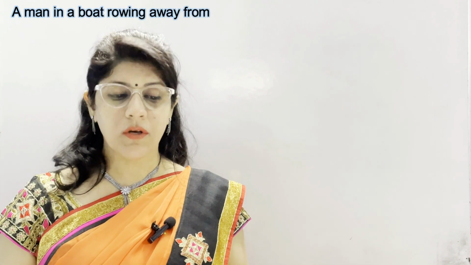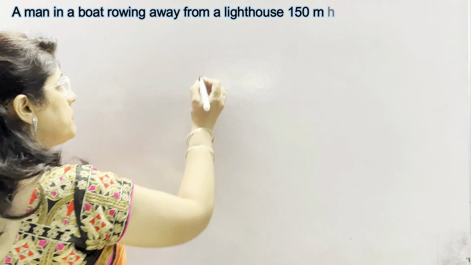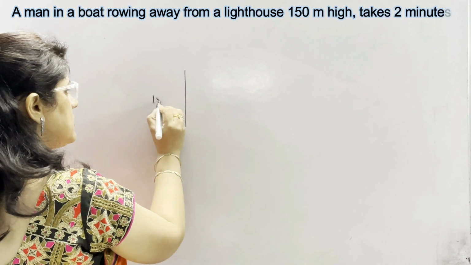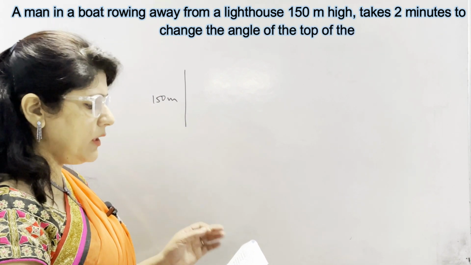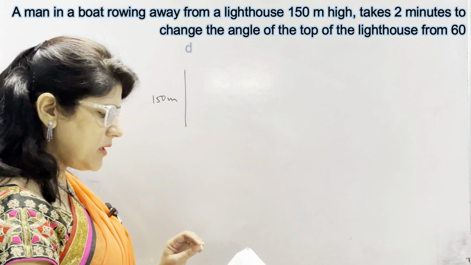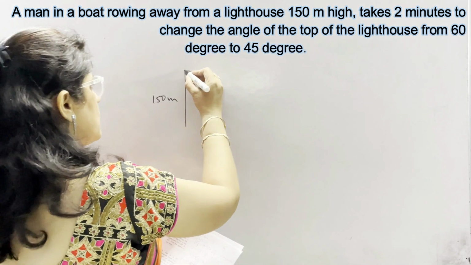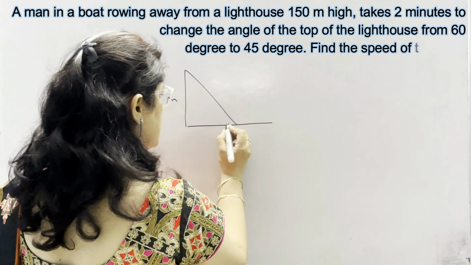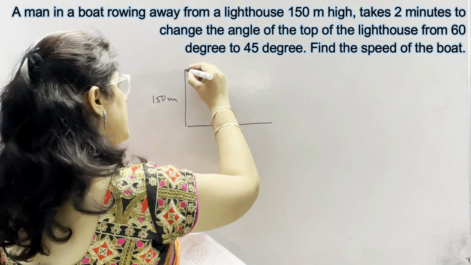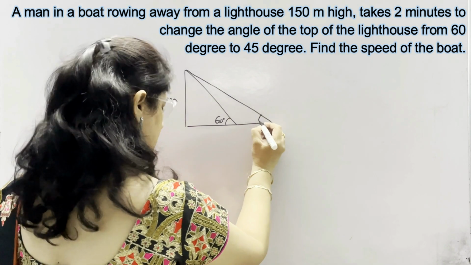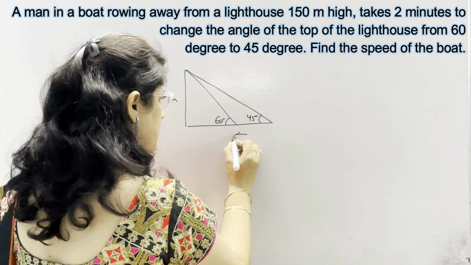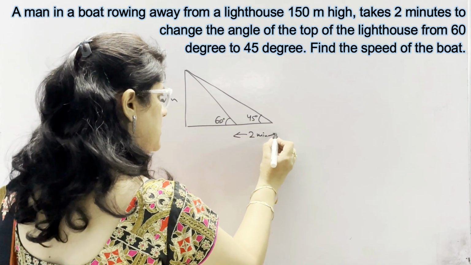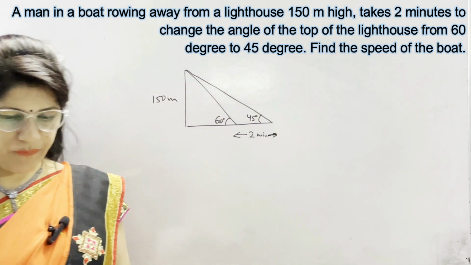In question number 5, a man in a boat is rowing away from a lighthouse 150 meter high. It means the height of the lighthouse is 150 meter. He takes 2 minutes to change the angle of the top of the lighthouse from 60 degree to 45 degree. So the first angle is 60 degree and then the next angle is 45 degree, and it took 2 minutes to change this angle. This is not the distance. This is the time given here, which is 2 minutes.